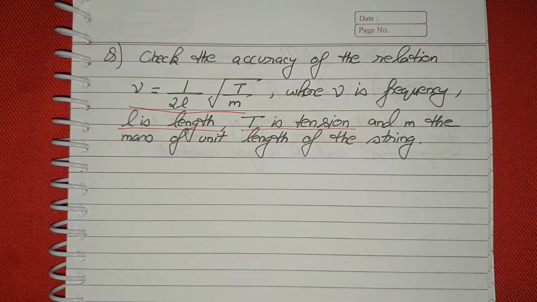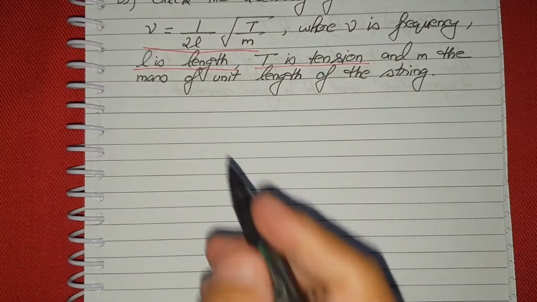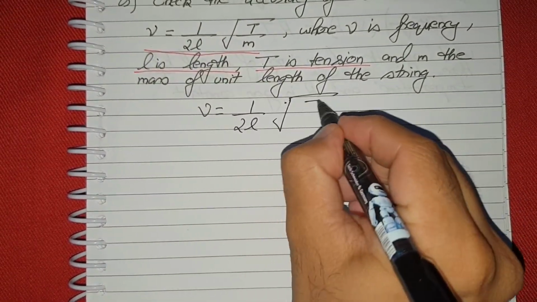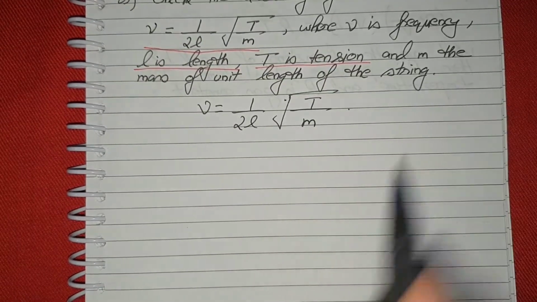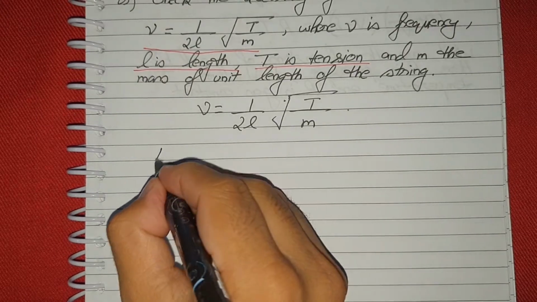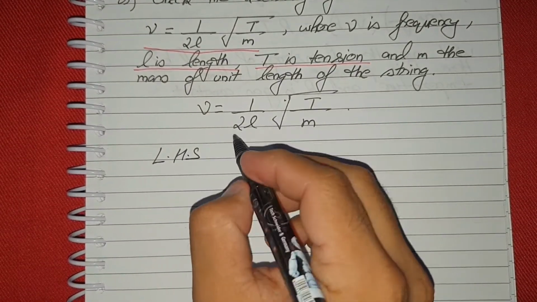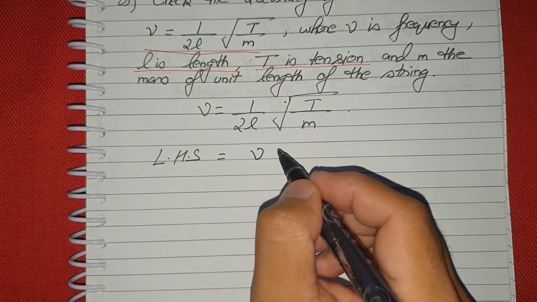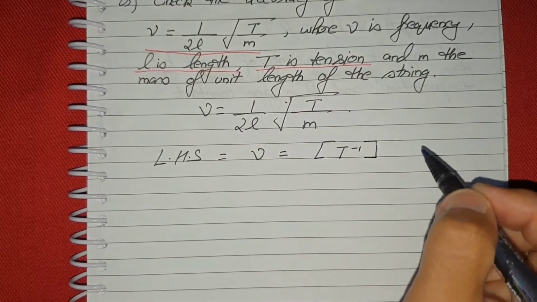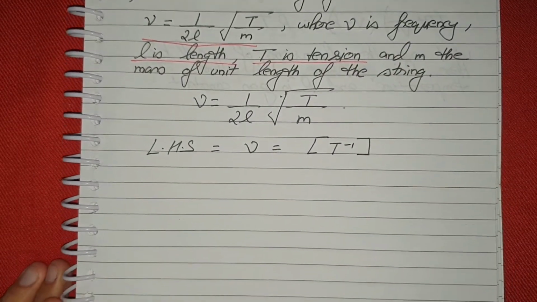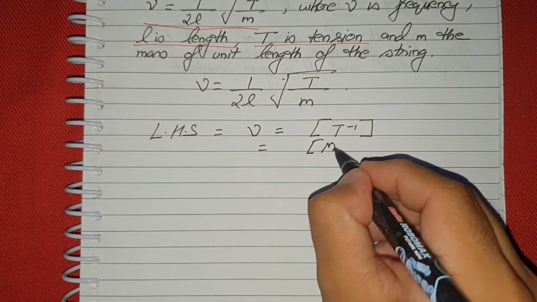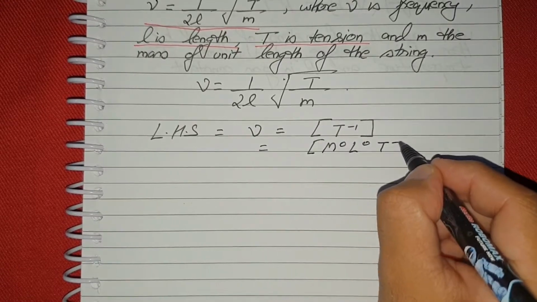Okay, now let's start. What is the given relation? Nu is equal to 1 upon 2L under root T by M. Now, writing the dimensions on either side, we get, what is the LHS? LHS is nu, which is basically frequency. So frequency is actually T to the power minus 1. Writing its full dimensions, that will be M0 L0 T to the power minus 1.